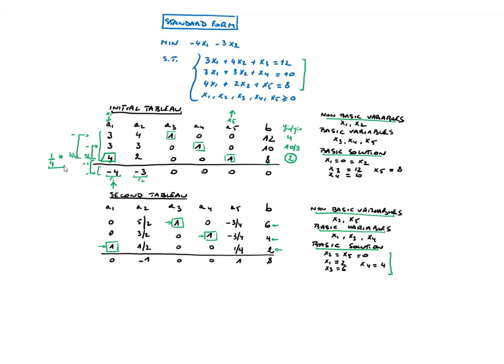So for instance, here x2 is equal to 0. So in the first constraint we have 3 times x1 plus x3, and we see indeed that this is equal to 12. So the first constraint is met, and you should of course check that for the other constraints, and you should always check that in every tableau at every step.